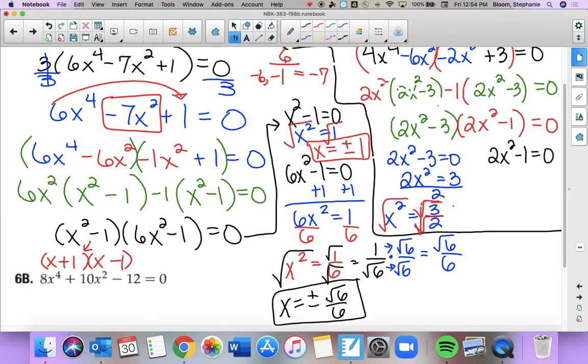Okay. This is going to be 2 answers, right? Plus or minus. And I cannot leave my square root on the bottom. So what am I going to have to do? Good. Multiply by square root of 2, top and bottom. So what are you going to have left on top? Square root of 6 over 2. So there's your first 2 answers.